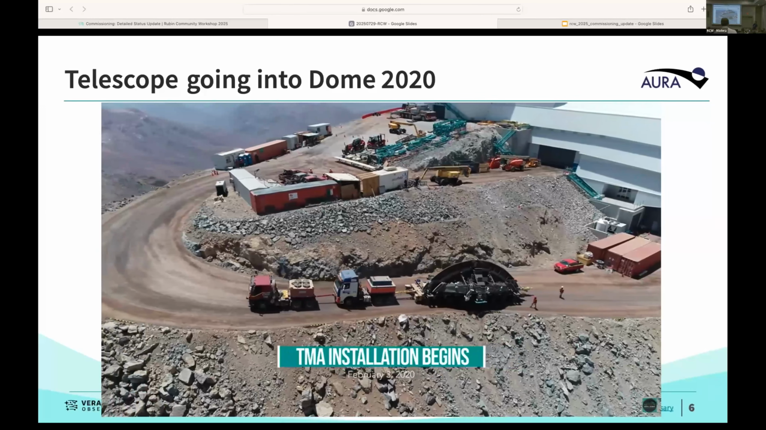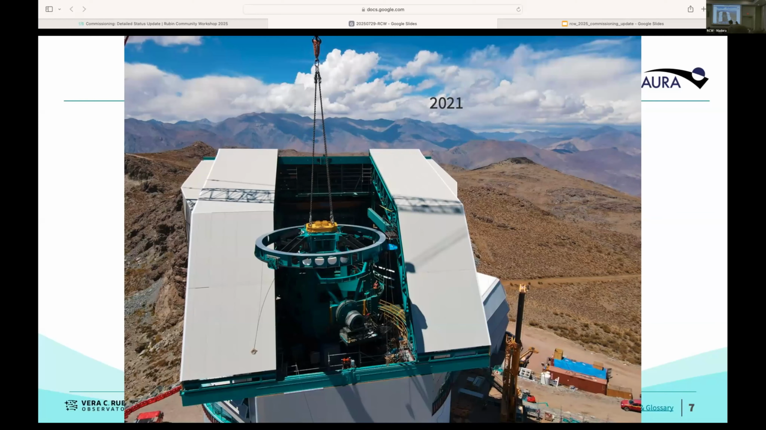And of this particular install, my favorite part was the spaceship, which is here. The top ring of the telescope, when that went in, was pretty awesome. We have photos from every angle of this. It was pretty exciting. And that's the piece going in, in 2021.